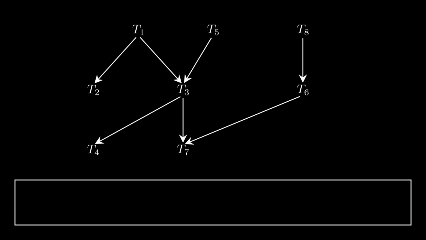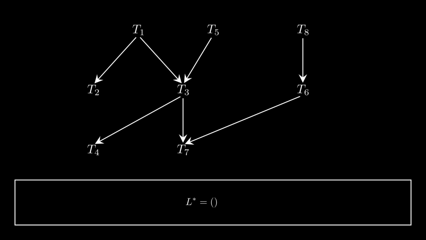Let the optimal schedule be denoted as L star. For now, it's still in progress, so it's empty. The Coffman-Graham algorithm states that we fill in L star in reverse order. Basically, this means we figure out which task to do last, and then we work backwards until we finally figure out which task to do first.